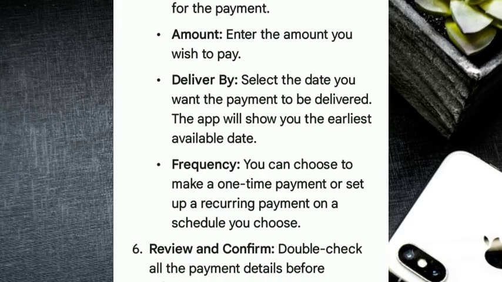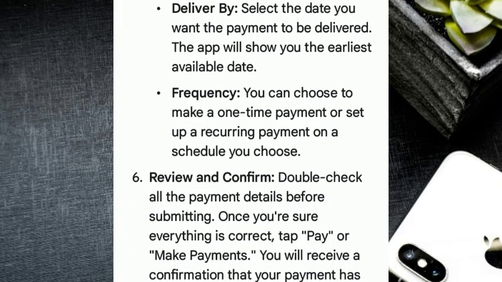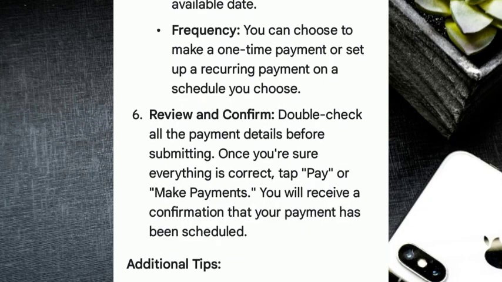Deliver by: select the date you want the payment to be delivered. The app will show you the earliest available date. Frequency: you can choose to make a one-time payment, or set up a recurring payment on a schedule you choose.